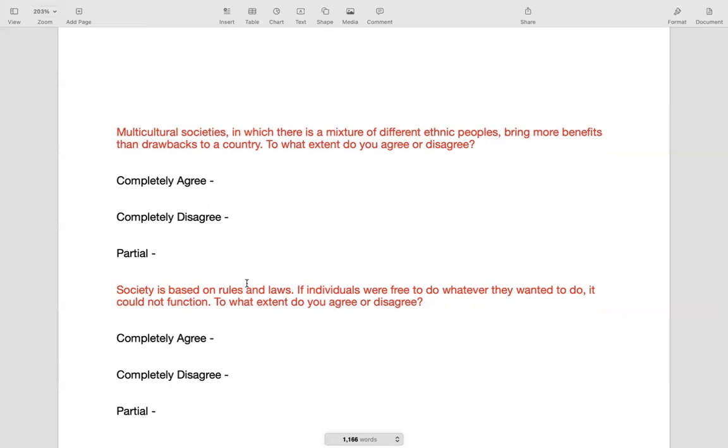So take this question. This is a fact. So leave this. Society is based on rules and laws. Everyone knows that. You're not agreeing or disagreeing with this. So ignore this part. You're not going to answer on this part. This is the main question. If individuals were free to do whatever they wanted to do, society could not function. If people had absolute freedom, then the society would not function. Do you agree with this or disagree with this?